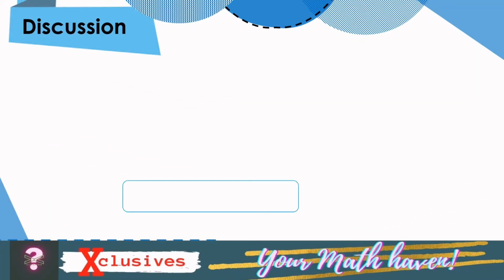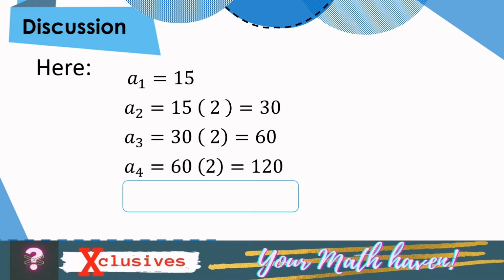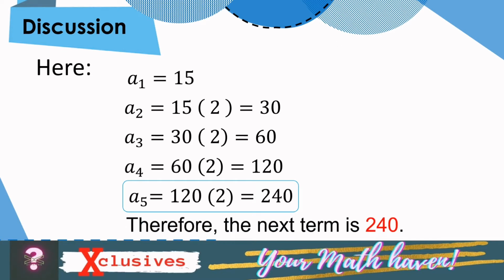Elaborating further, here we say that a sub 1 or the first term is 15. A sub 2 is obtained by multiplying the first term by 2 that results to 30. A sub 3 we have 30 times 2 is 60. We get a sub 4 by multiplying 60 by 2 that gives us 120. For a sub 5, we can have 120 times 2 yields 240. Therefore, the next term is 240.